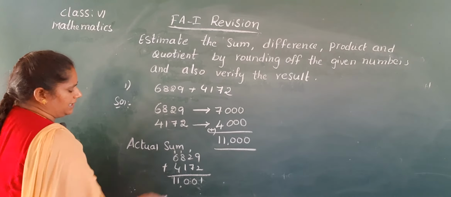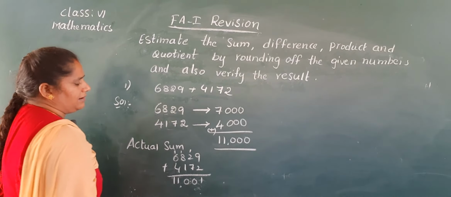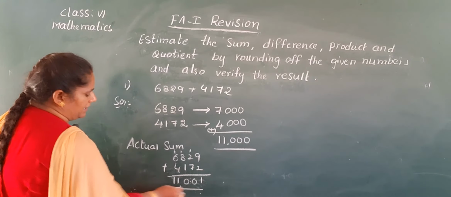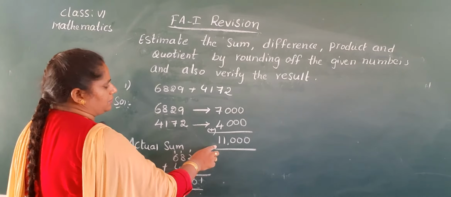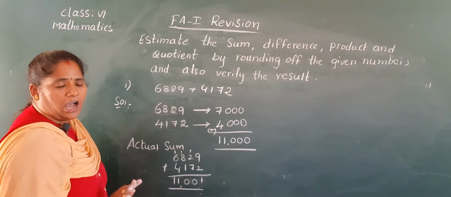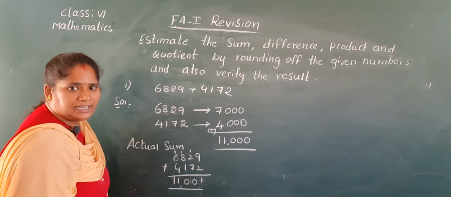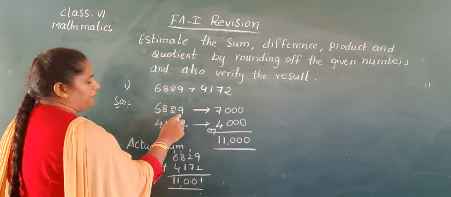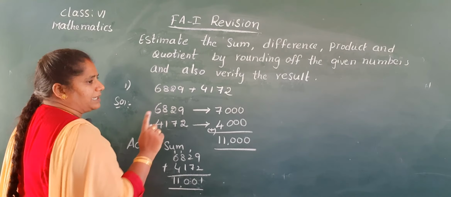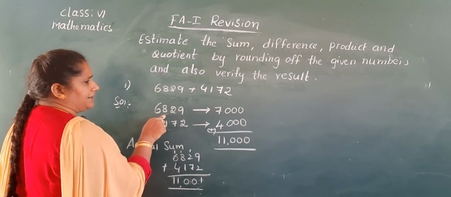So see children here, 11,001 is close to the 11,000, isn't it? Is it clear to you, Nana, how to estimate the sum by rounding off the numbers? Yes, these are 4-digit numbers, so you should round off this number to the nearest 1000. In this case, see the digit at the hundreds place.